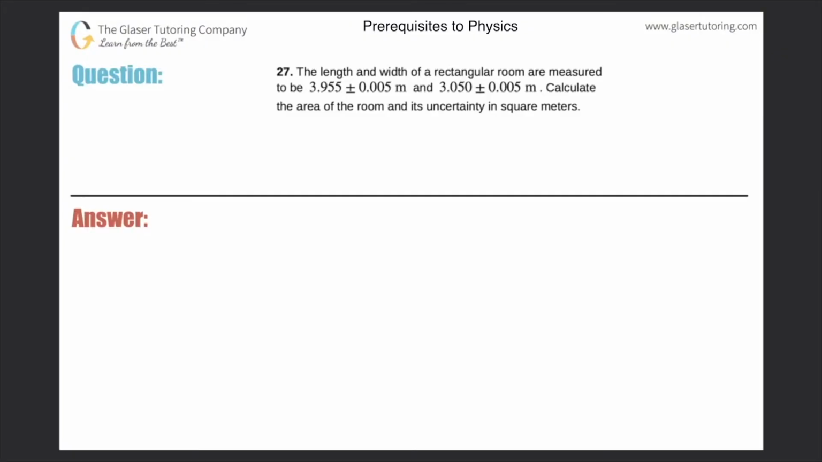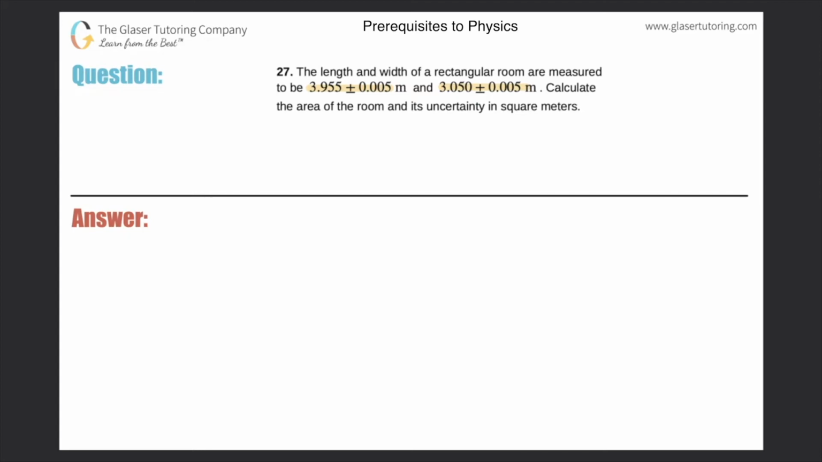Number 27. The length and width of a rectangular room are measured to be 3.955 plus or minus 0.005 meters and 3.050 plus or minus 0.005 meters. Calculate the area of the room and its uncertainty in square meters.